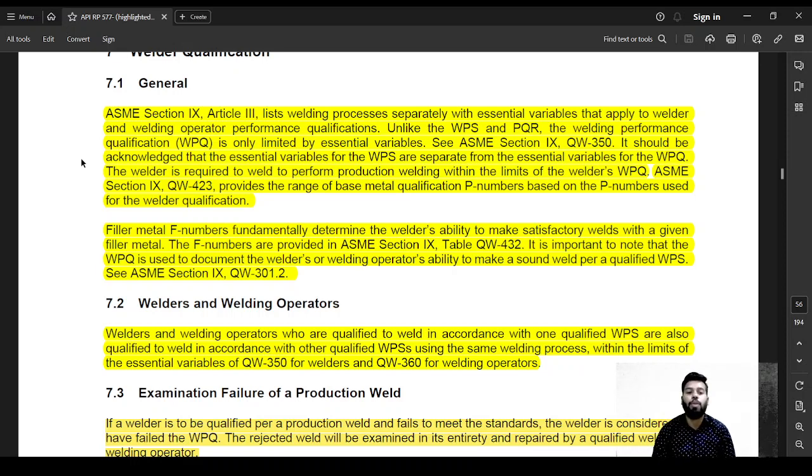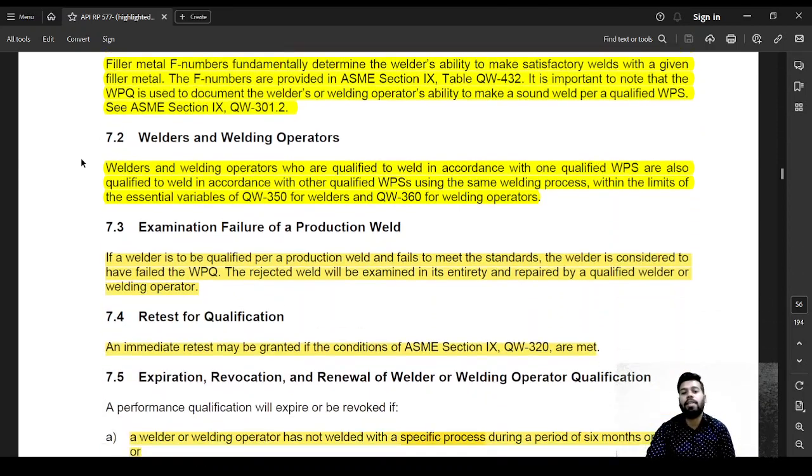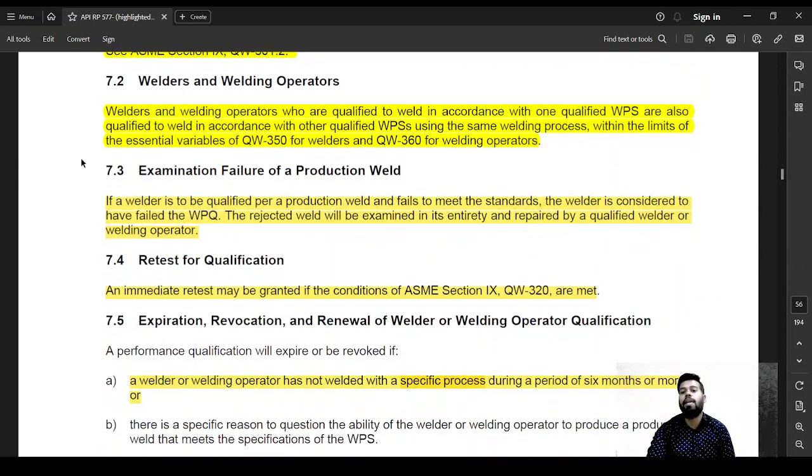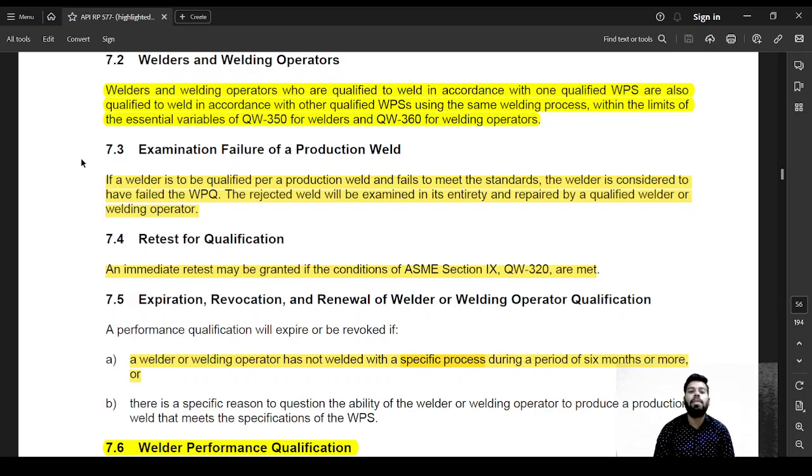It is important to note that the WPQ is used to document the welder's or welding operator's ability to make sound welds as per the qualified WPS. Welders and welding operators who are qualified to weld in accordance with one qualified WPS are also qualified in accordance with other qualified WPSs using the same welding process, within the limits of the essential variables of QW-350 for welders and QW-360 for welding operators.